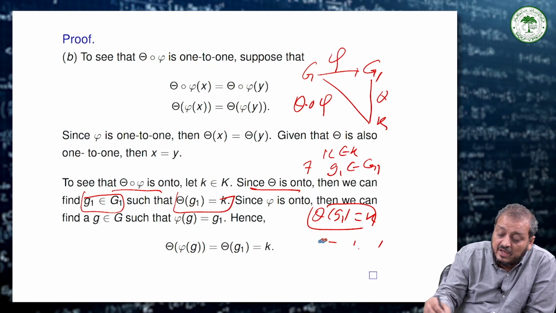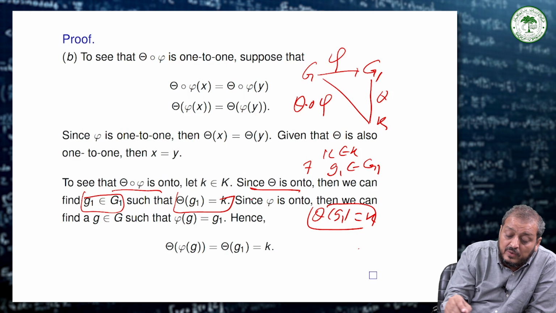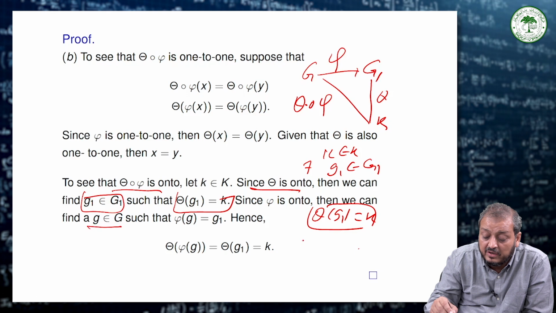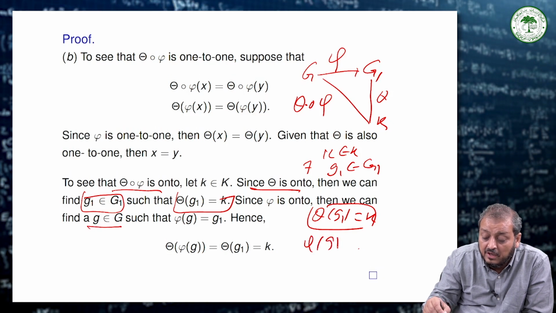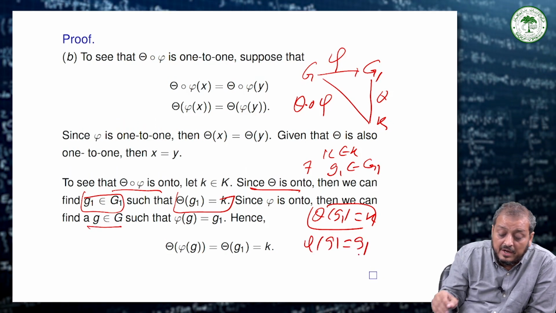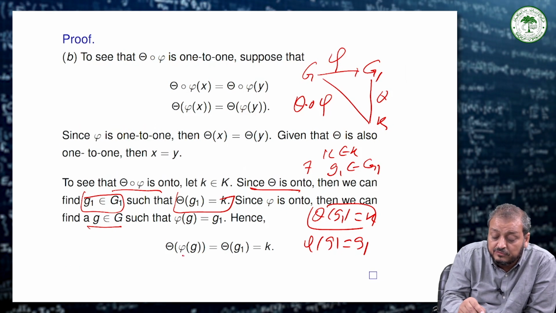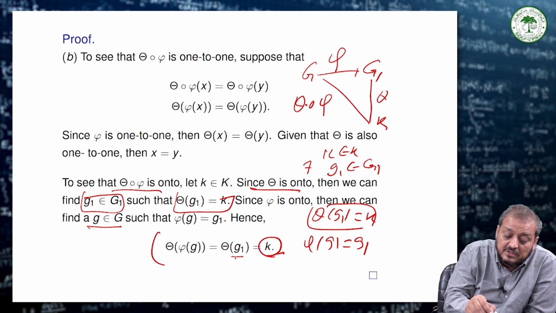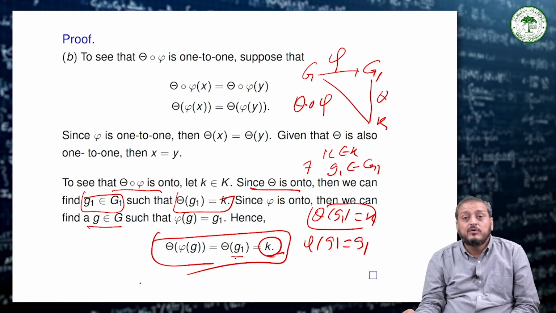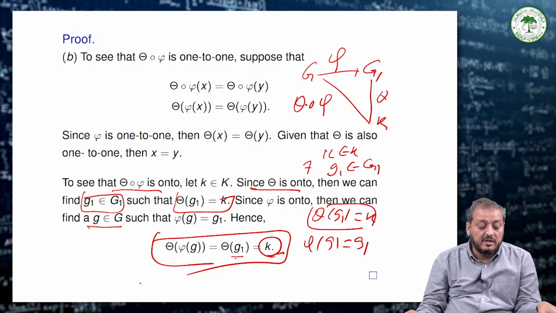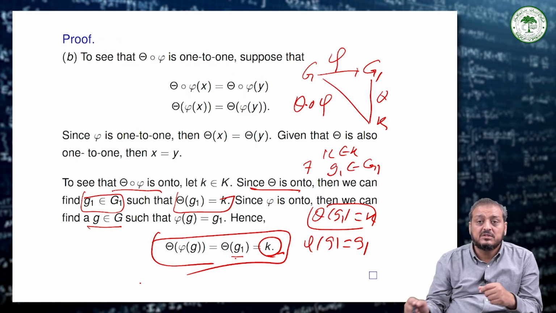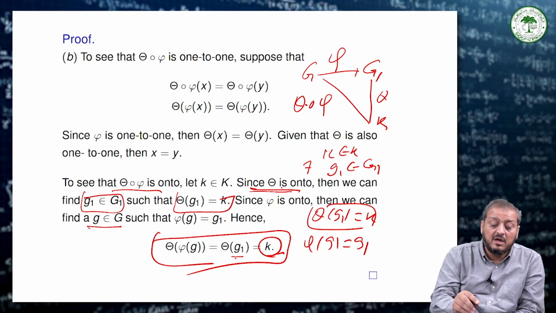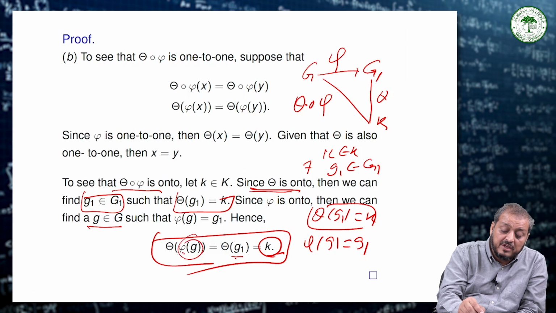We can say that if G1 is an element of G, then there exists some element G in G such that phi of G is equal to G1. Now we take a composition: phi of G is equal to G1 and theta of G1 is equal to K. So this composition function is also onto. We prove this first using the onto-ness of theta, and then phi of G is onto.